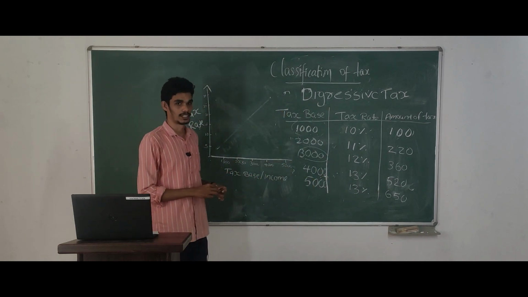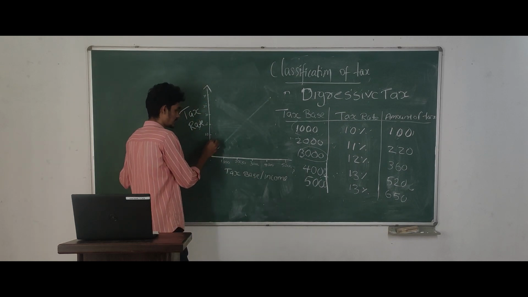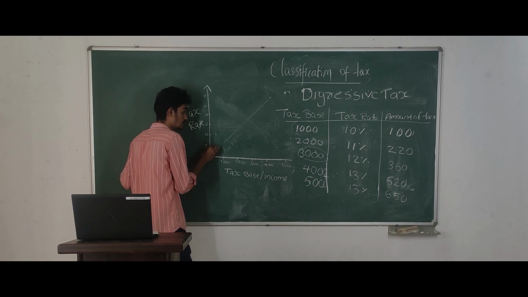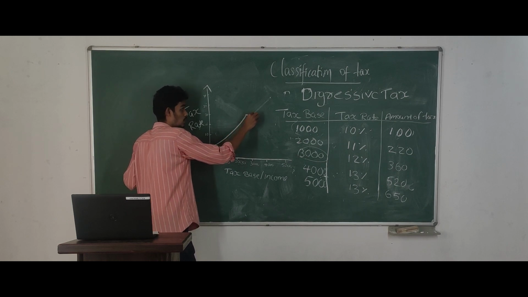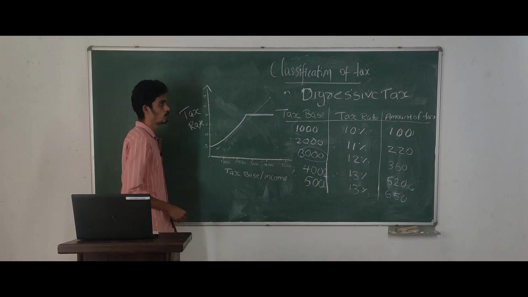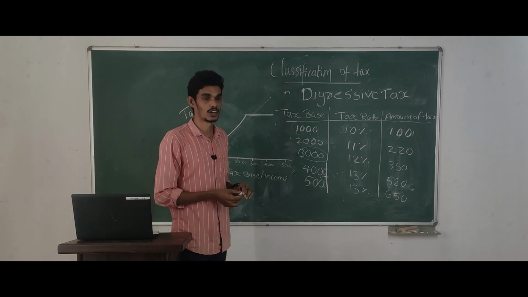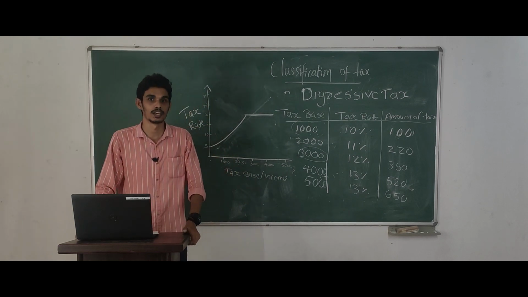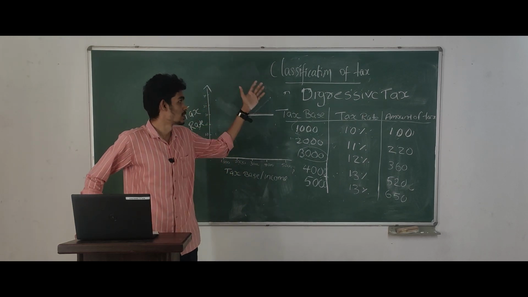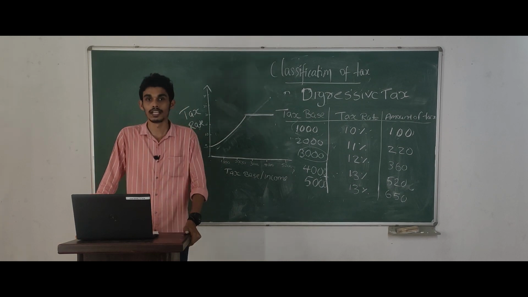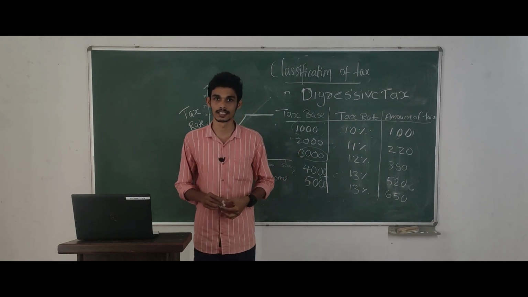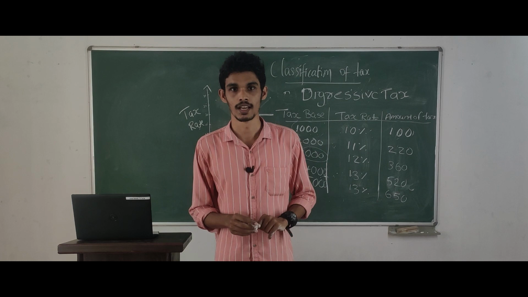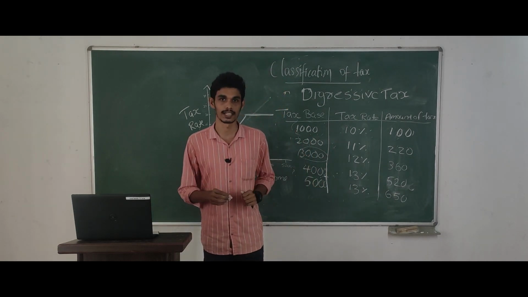This is degressive tax. Degressive tax says that in the first stage, the tax rate increases with the increasing income. After a point, the tax rate remains constant. This is a graph of degressive tax. In short, in this class we discussed the classification of taxes on the basis of tax rate and tax base. Taxes are classified into 4: progressive tax, proportional tax, regressive tax and degressive tax.